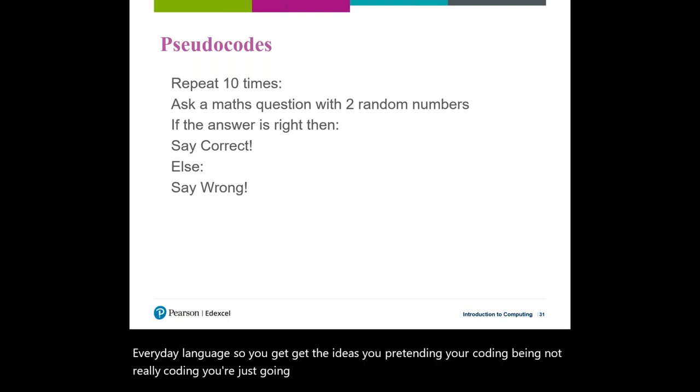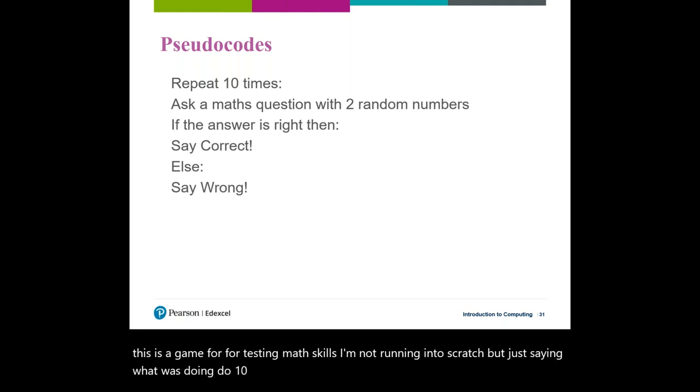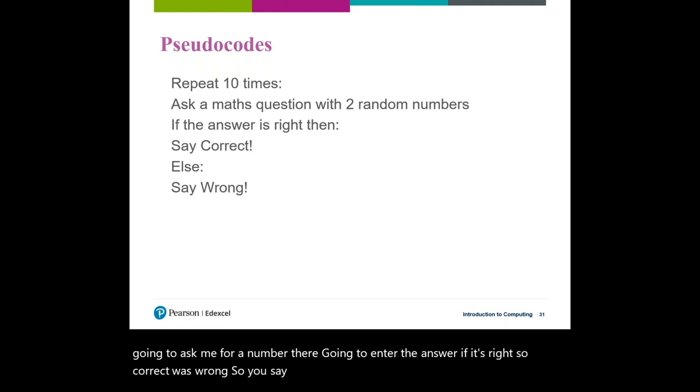So it might be that this is a game for testing math skills. I'm not writing it in Scratch, but I'm just saying what I want to do: I'm going to do 10 times, ask a math question with 2 random numbers. It's going to ask somebody for a number, they're going to enter the answer. If it's right, say correct. If it's wrong, say wrong. And so that is my structure that I would then try and build using my program. So I've got an idea of what I want it to do. How am I going to do that in Scratch?